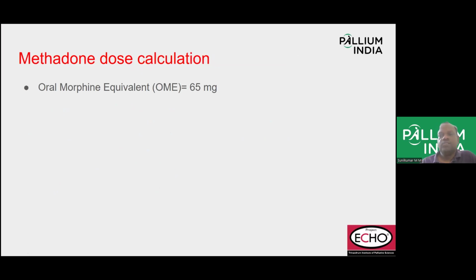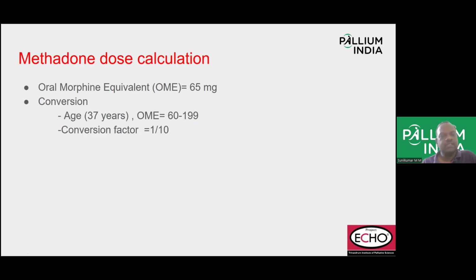So what would be the conversion ratio, or what is the potency of methadone at this dose of morphine? It is between 60 to 199 milligram, and the patient is less than 65 years old. So the conversion ratio would be 10:1. We have to divide 65 by 10. That is 6.5 milligram of methadone.